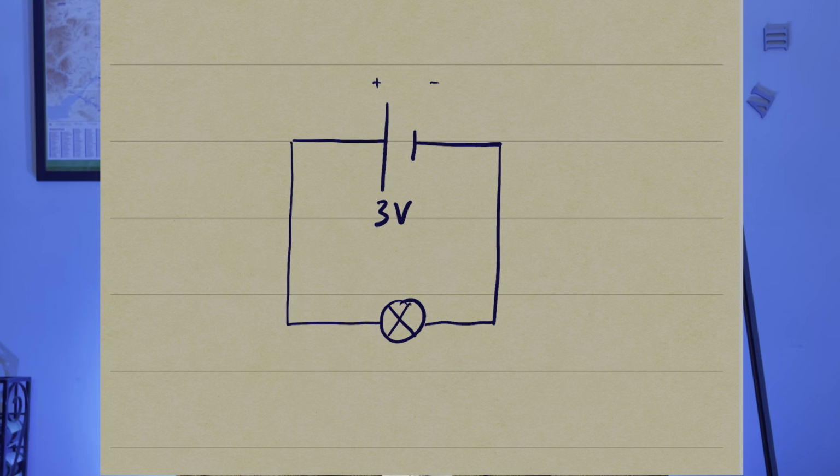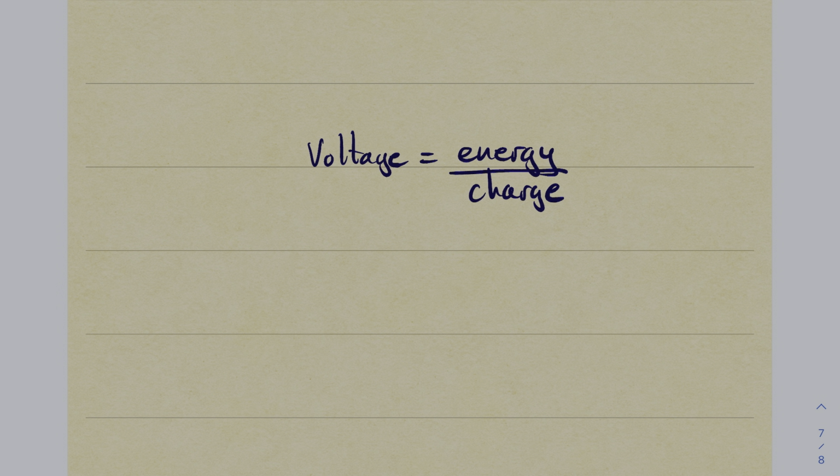Look at this circuit. We have a cell supplying 3 volts. This means that for every coulomb of charge moving through the cell, the charge gains 3 joules of energy. The lamp also has a potential difference of 3 volts across it. That means it takes 3 joules of energy from every 3 coulombs of charge that passes through it. In equation form, it looks like this. Voltage equals energy over charge, or V equals E over Q. Let's use this equation in a couple of examples.